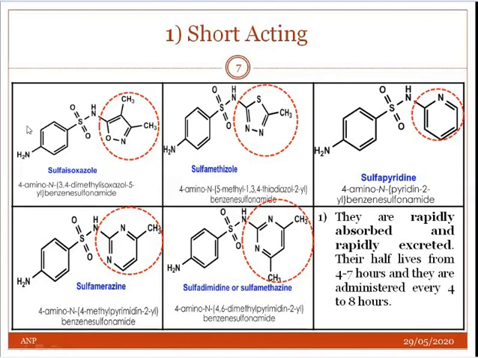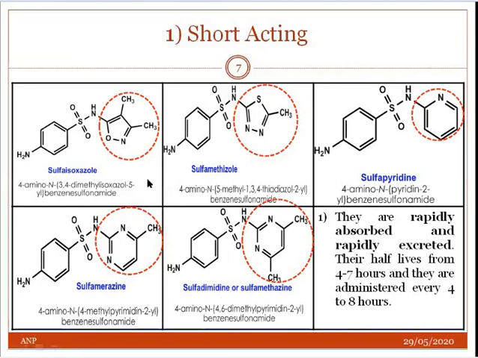See, the rest of the moiety, this is our parent, right? The rest of the moieties are common for all these structures. But what is the difference between all these drugs? Yes, the presence of the heterocyclic ring. So in case of sulfisoxazole, R is isoxazole ring; sulfamethizole, R is thiadiazole; for sulfapyridine, R is pyridine ring; for sulfamerazine, it's a pyrimidine ring; and again, the pyrimidine ring is present in sulfadiamidine.